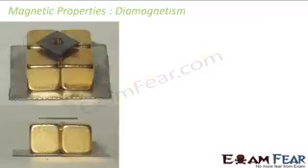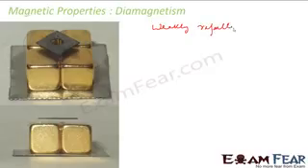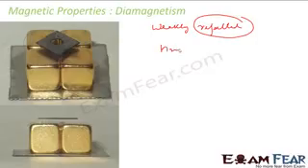The next is diamagnetic. Diamagnetic substances are weakly repelled. If you see, this is my magnet and this substance is floating because it is repelled. They are not attracted, they are repelled. They are just the opposite of paramagnetic. Examples can be water, sodium chloride, or C6H6.